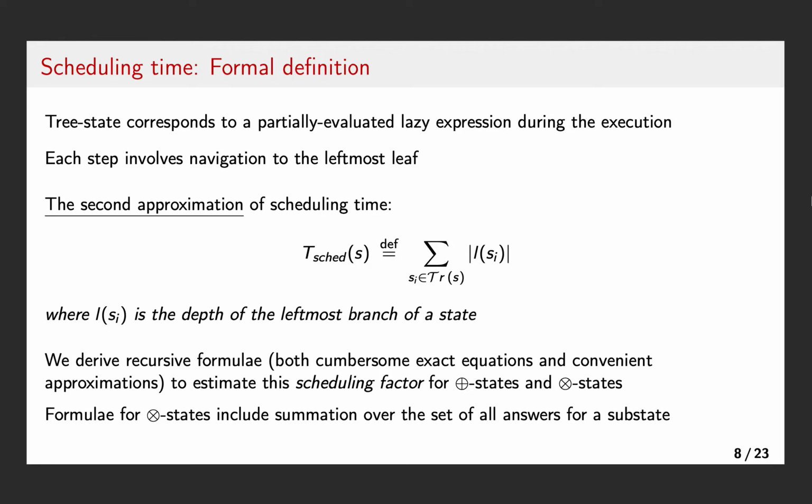Actually, each of these steps involves navigation to the leftmost leaf to find a goal to execute. So, a better approximation of scheduling time is a sum of depths of the leftmost branch for every state in the trace. We derive recursive formulae for this value that we call the scheduling factor for M+ states and bind states.